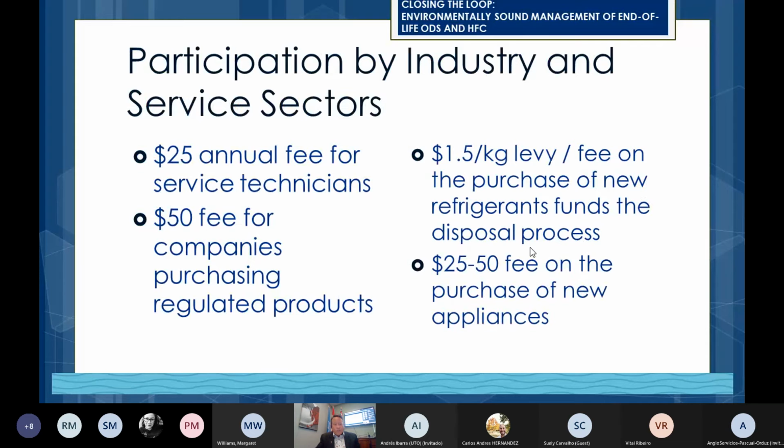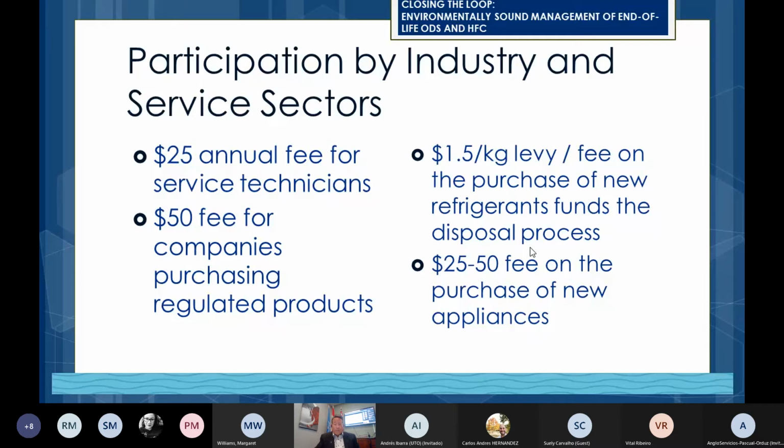So you might ask the question, how is this funded? If the government isn't funding our organization in this initiative and end-of-life stewardship, who is or what is? Well, this kind of outlines it. In our province, each technician that services refrigeration air conditioning equipment has a $25 annual fee. And those fees help fund our initiative, as well as any company in our province that works with regulated products has an annual fee of $50.